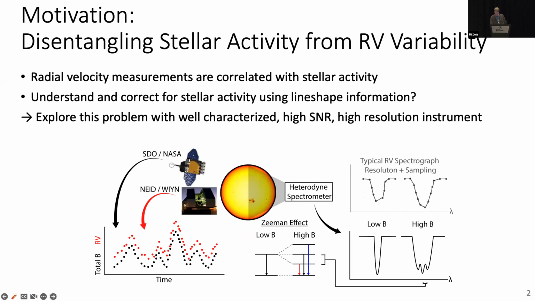We know radial velocity measurements are correlated with stellar activity. So can this information contained within individual line shapes be used to correct for that activity? And how much information do we actually need to do that? This is where our heterodyne spectrometer comes in, which allows us to explore this problem with a high resolution instrument that doesn't have the same systematic issues as traditional spectrographs.